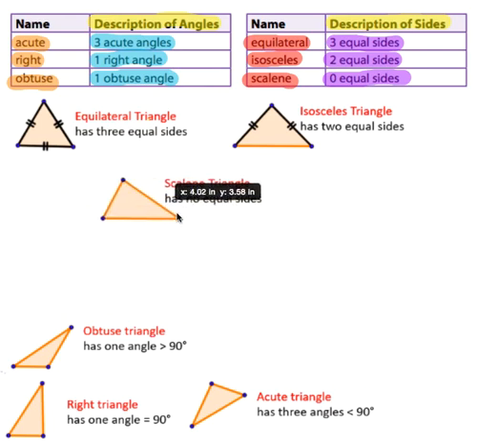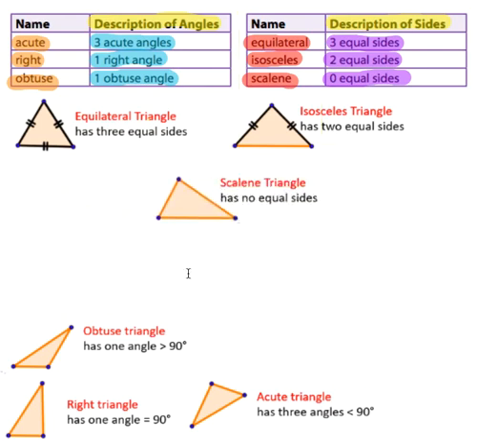A scalene triangle, none of the sides are the same. So if I measured this, maybe it would say 2 inches, maybe this side would say 2.5 inches, and maybe this side would say 1 inch. All three sides are different lengths. So equilateral triangle, all three sides are exactly the same length. Isosceles triangle, 2 are the same, third is different, and scalene, all three are different.